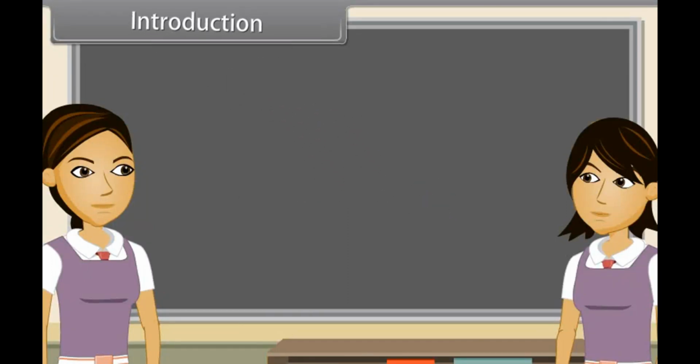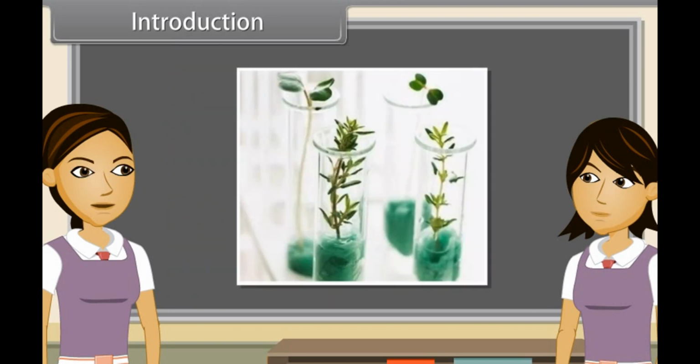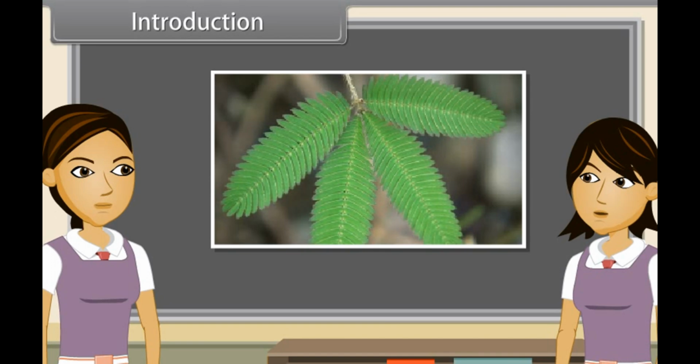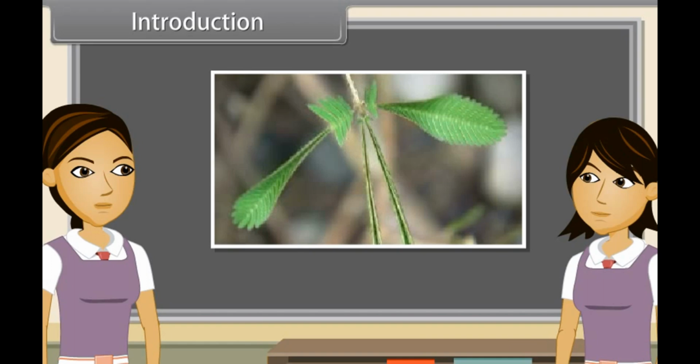Introduction. As we already know, plants do not have a nervous system and sense organs like eyes, ears, or nose like the animals have. Yes, but they can still sense things like light, gravity, chemicals, water, and touch by actions of hormones on them. So we can say that plants can sense the presence of stimuli and respond to them.